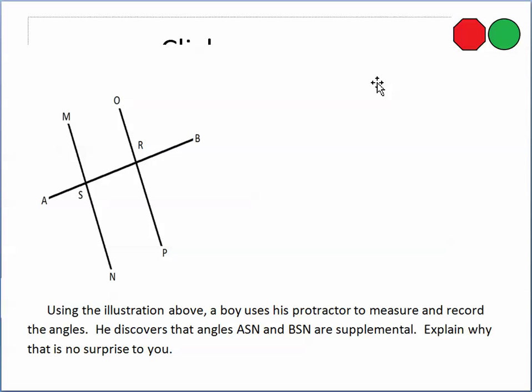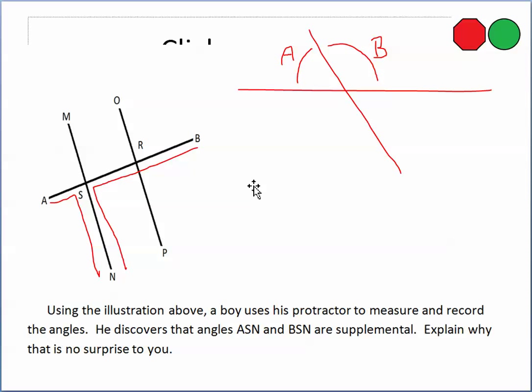All right, let's see how you did. Using the illustration above, a boy uses his protractor to measure and record the angles. He discovers that angle ASN and BSN are supplemental. Explain why that is no surprise to you.